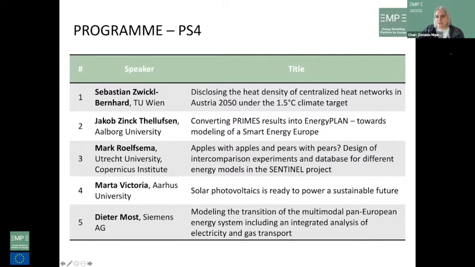Then that will be followed by Mark from Utrecht University and the Copernicus Institute with a very catchy title, Apples with Apples and Pears with Pears, which talks about integration of data and databases from different energy models, which happens quite often when working with different models and soft linking, and in comparison between models. Then we'll have Marta from Aarhus University. She'll be talking about solar photovoltaics and how it's ready to power a sustainable future.